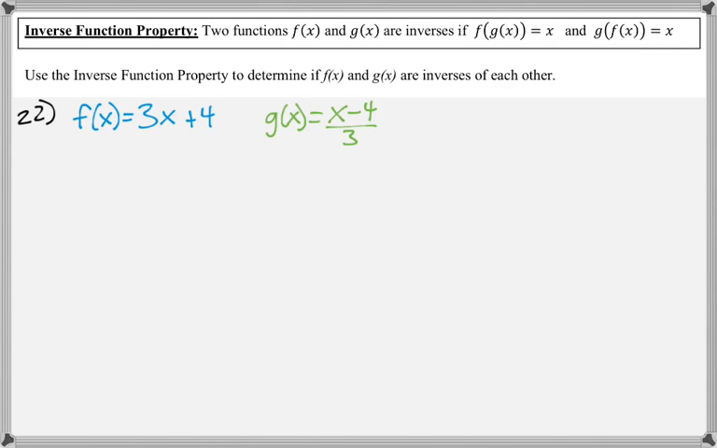So we actually had one example like this when we were going through the compositions, f of g and g of f, where they were both equal to x, and those were inverse functions of each other. So this is the same type of thing.